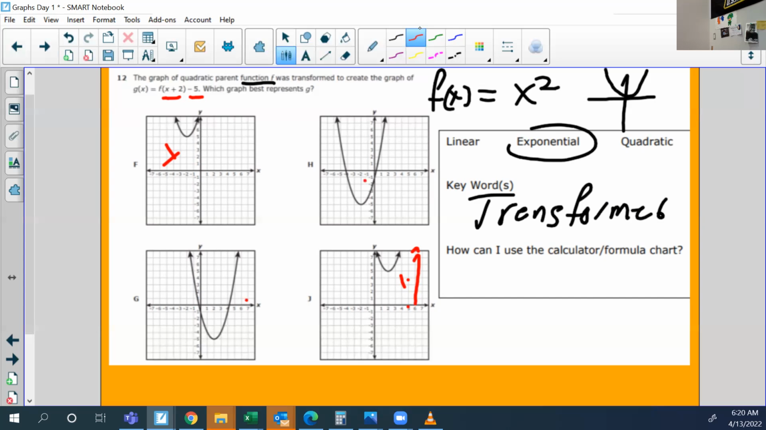So look at these two now. Well, it shifted to the left 2. So this one shifts 1, 2, right? Shift 1, 2, and down 1, 2, 3, 4, 5. This one shifts to the right, so it can't be this one. It shifts 1, 2 to the right. All right, so the answer is H.